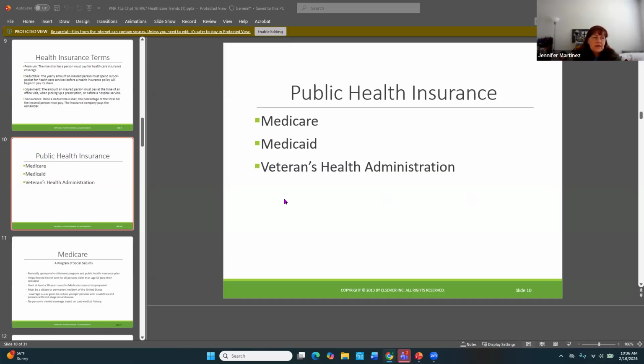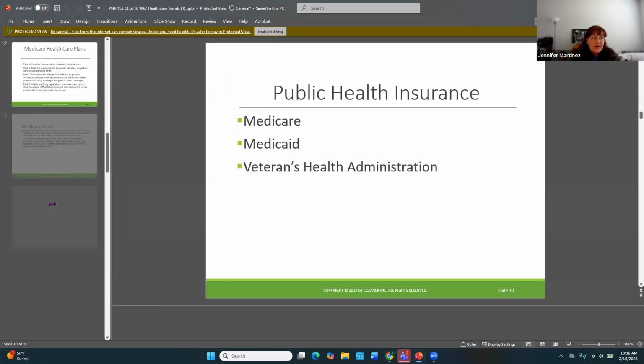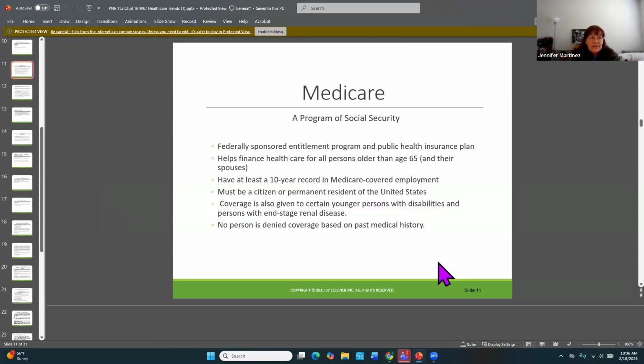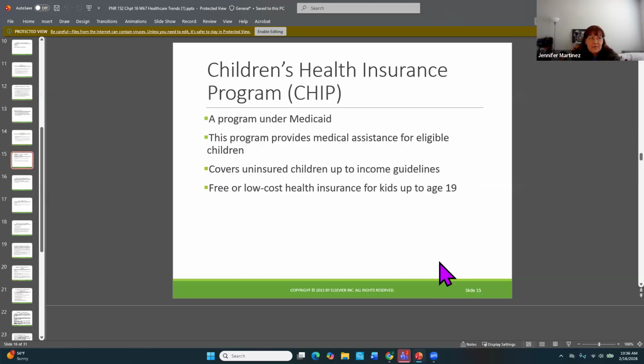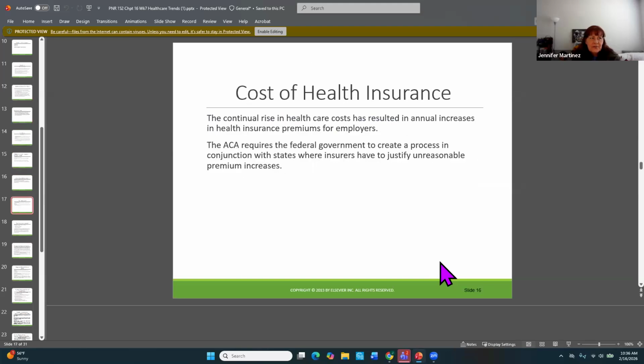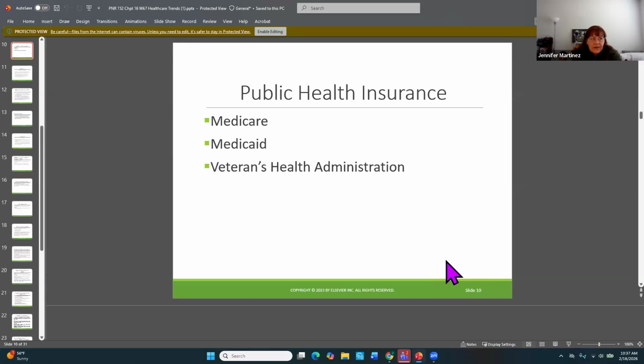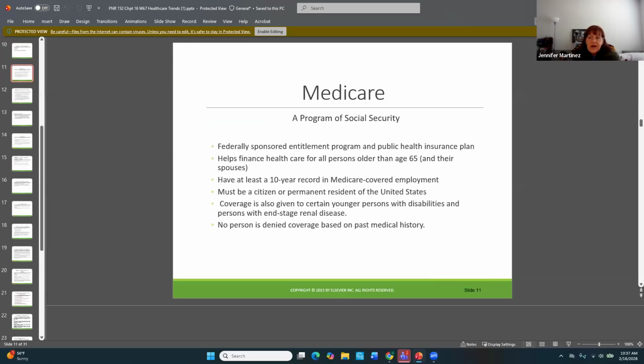Public health insurance. With public health insurance, this is your Medicare, your Medicaid, and your veterans health insurance. So I'm going to do veterans first. Veterans health insurance, or veterans health plans, there we go. They're the Veterans Health Administration. This is comprehensive health services for all veterans. So there's hospitals, there's outpatient clinics, there's even nursing homes for veterans.